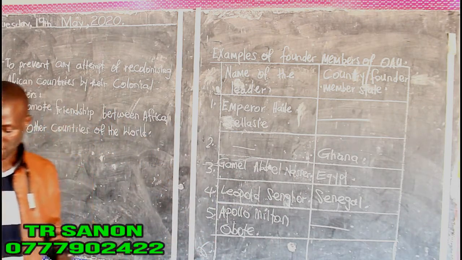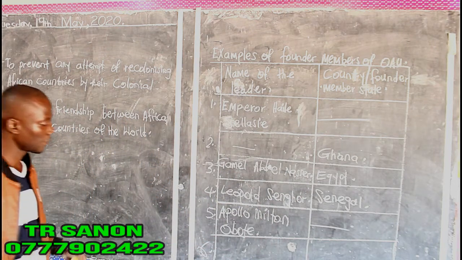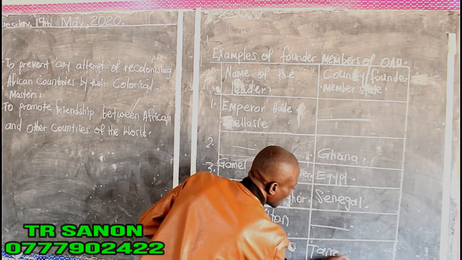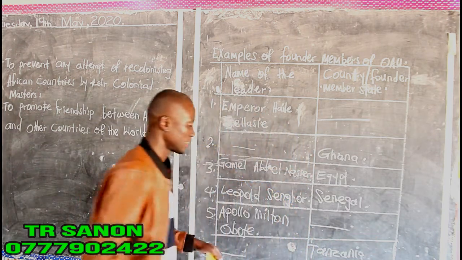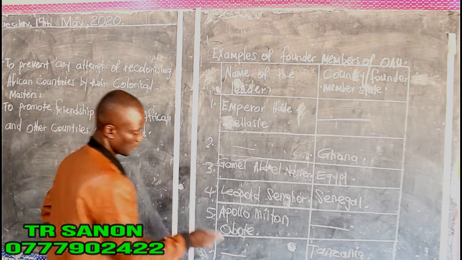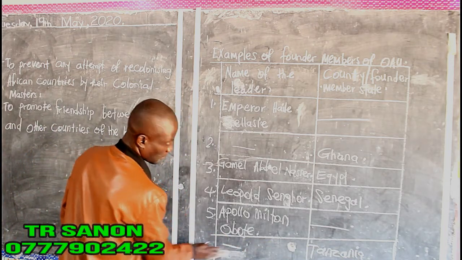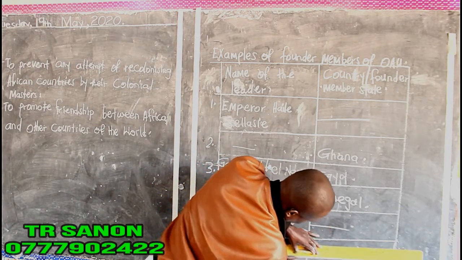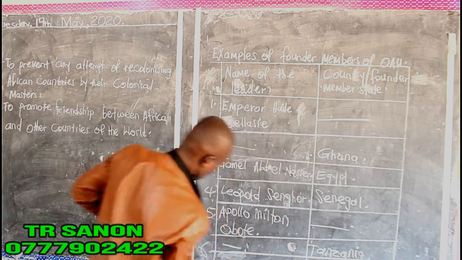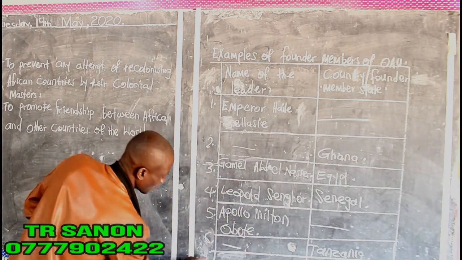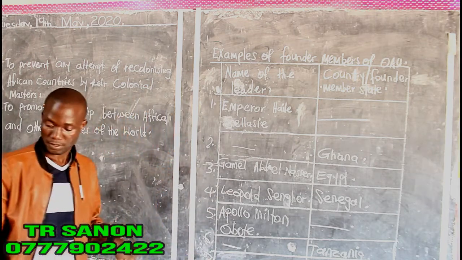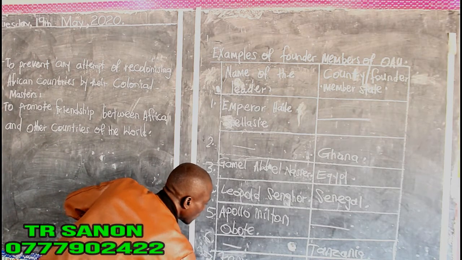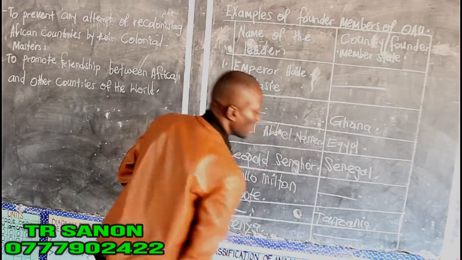I want to give you the sixth one. I want you to come up with a leader here. I've given you the country: Tanzania. Good. Then we have seven. We shall write Kenya and you come up with the leader.